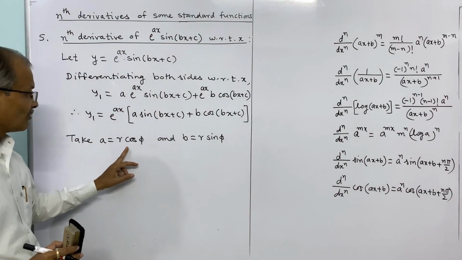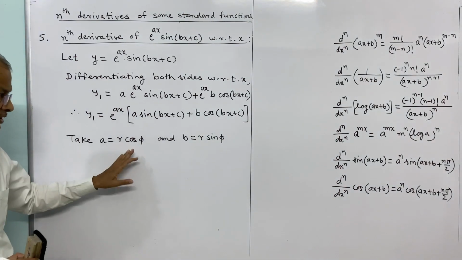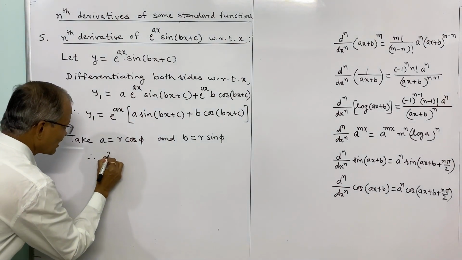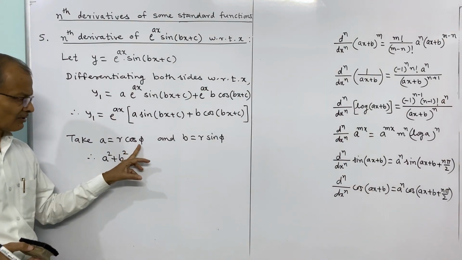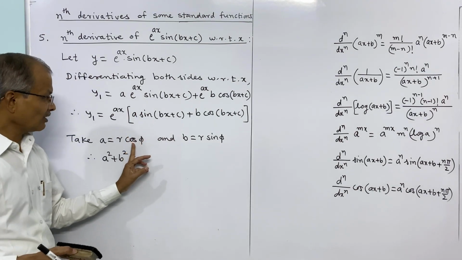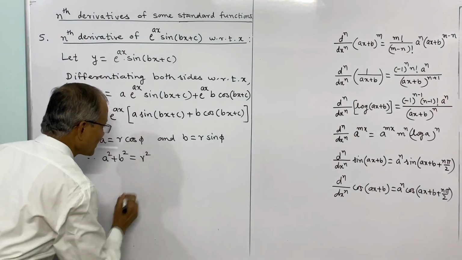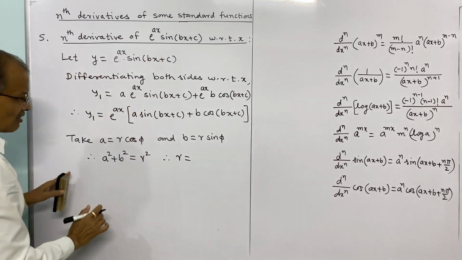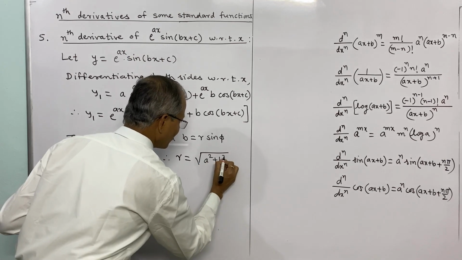Now if a is r cos phi and b is r sin phi, what is the value of r and what is the value of phi, that we shall write. So squaring and adding, we get a square plus b square is equal to r square cos square phi plus r square sin square phi. R square is common and cos square phi plus sin square phi is 1. So this is simply r square, and therefore r will be the square root of a square plus b square. This is the value of r.